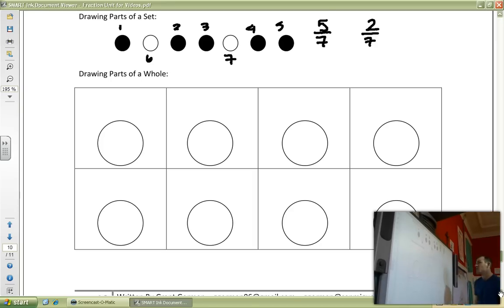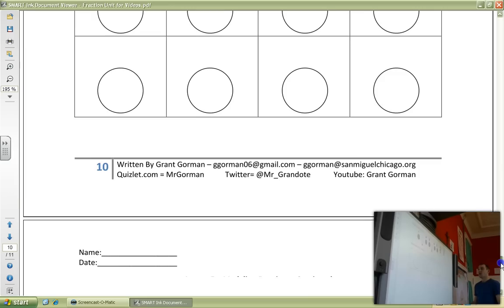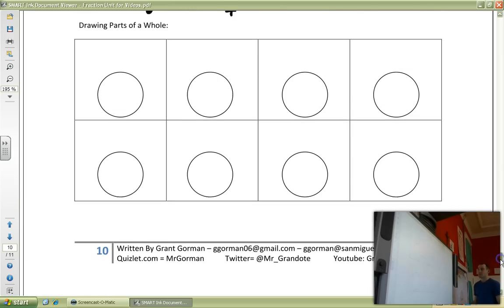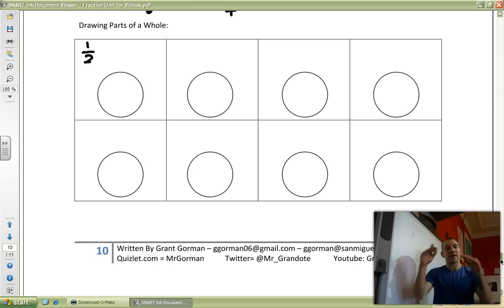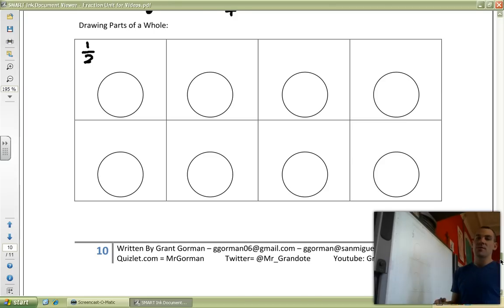Let's move on to drawing parts of a whole. Now, this is a little bit harder. There's going to be a couple of fractions that are pretty easy to draw, and we're going to start with 1/2. Drawing 1/2 is going to be real easy. Notice I have circles. Circles are great because they break down evenly. You'll learn more about that once we get to geometry and circles.